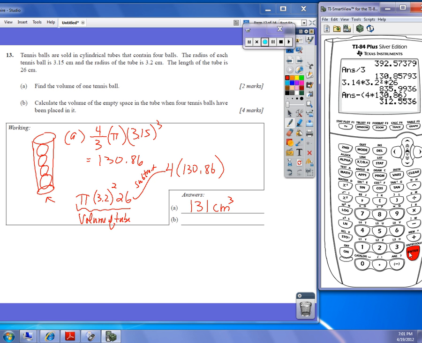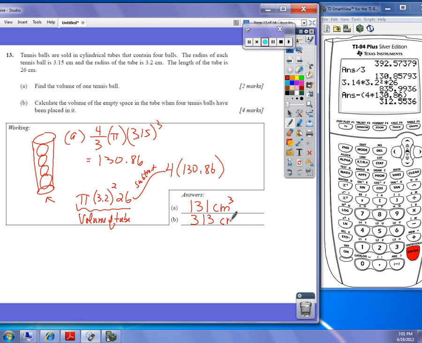And so my final answer is 312.55, but again, I'm going to round that to 3 significant digits, so I'll have 313 centimeters cubed. That's the extra space in the cylinder around the tennis balls.